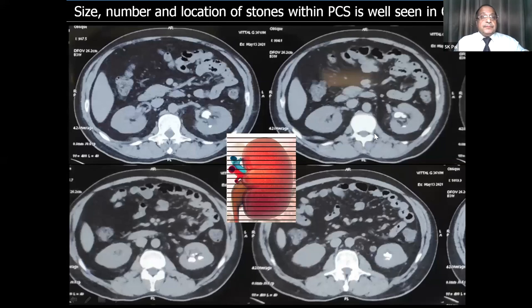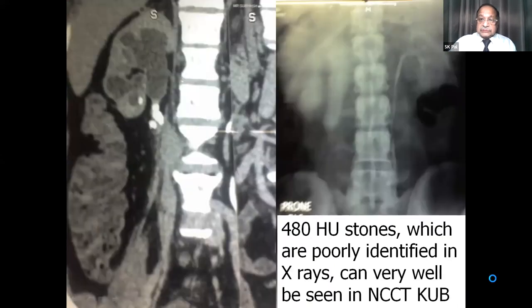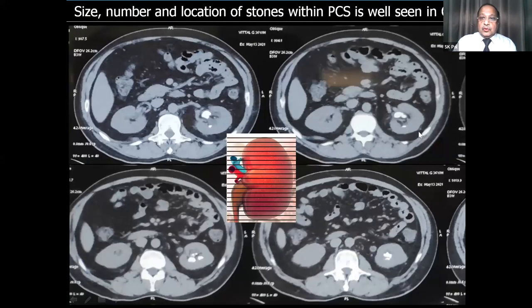See, this is how you are going to get the CT. And if you see, you can see the site, number of stones inside, and exactly where. This is the upper, this is the middle kidney, this is a little lower down, and when you approach the lower calyx, at that time there will be so many stones. There are four stones which can be seen. All the details of the stone can very well be seen in the CT.